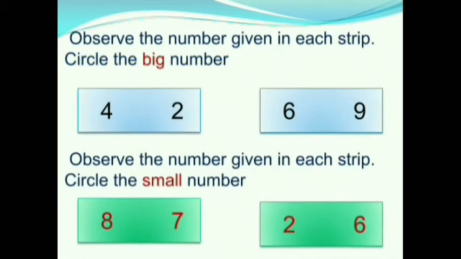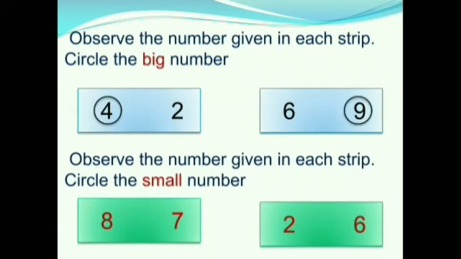Children, now we should see the number given in each strip and circle the big number. First we have 4 and 2. Which is bigger? 4 or 2? 4 is bigger than 2. So we will circle 4. Next we have 6 and 9. Which is bigger? 6 or 9? 9 is bigger than 6. So we will circle 9.